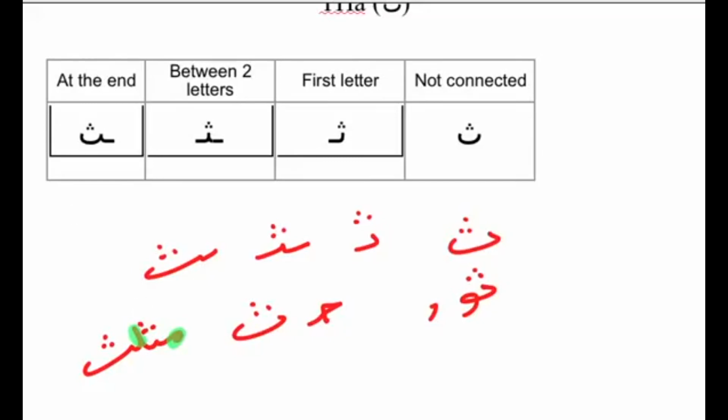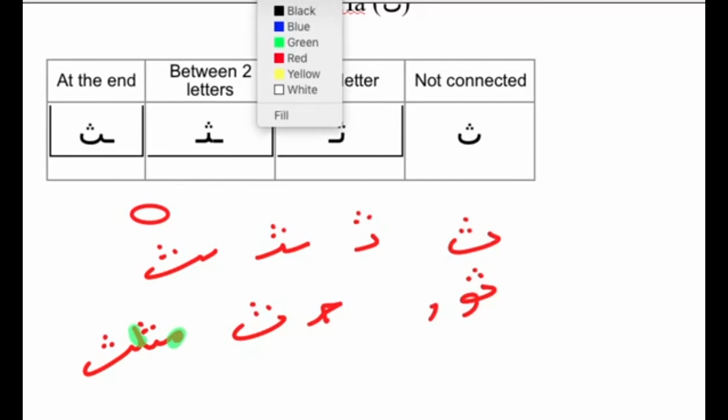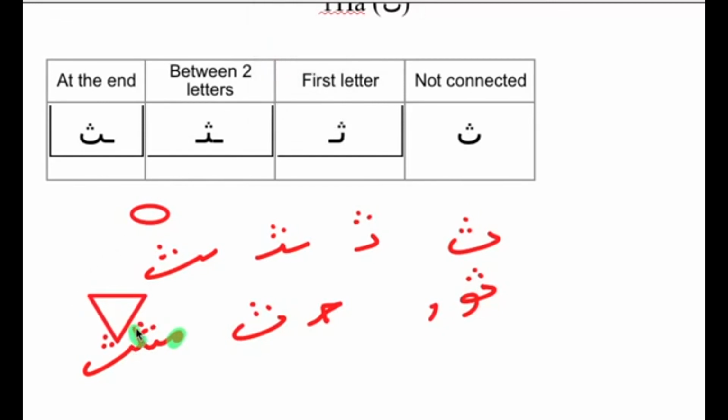So if we go here, oh, this is the wrong one, sorry. This is muthallath. Alright, this is the shape of muthallath. This is what the word means.